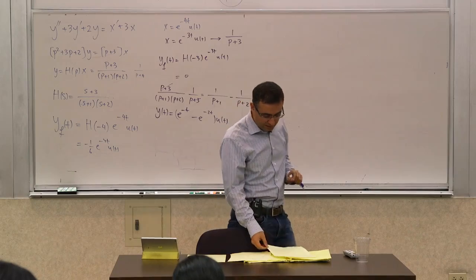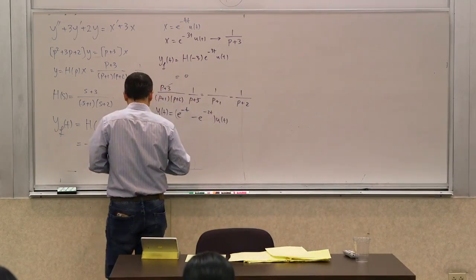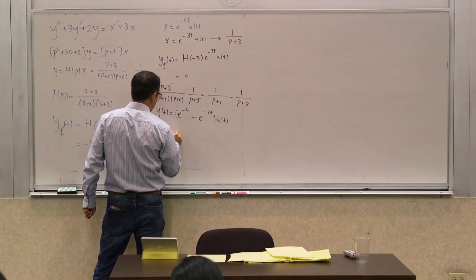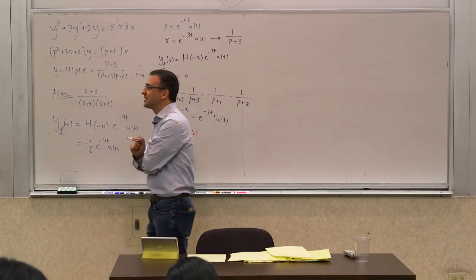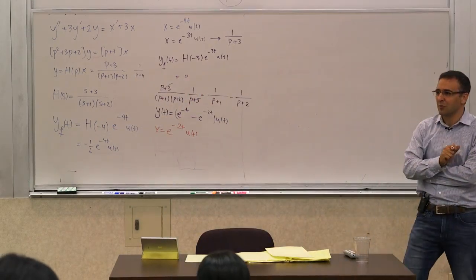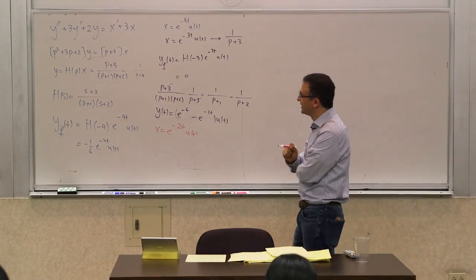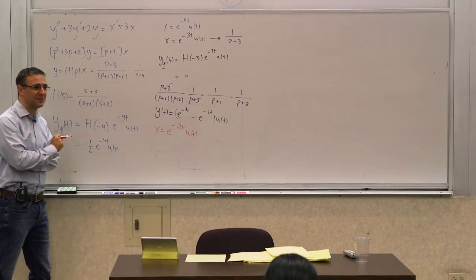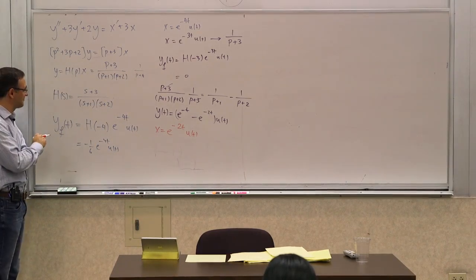So I'm going to actually get to the poles. Let me ask you this question. Let's do another one. How about e to the negative 2t u of t? What if my input is e to the negative 2t u of t? What happens? What's my forced response? What happens there to my forced response, according to this?